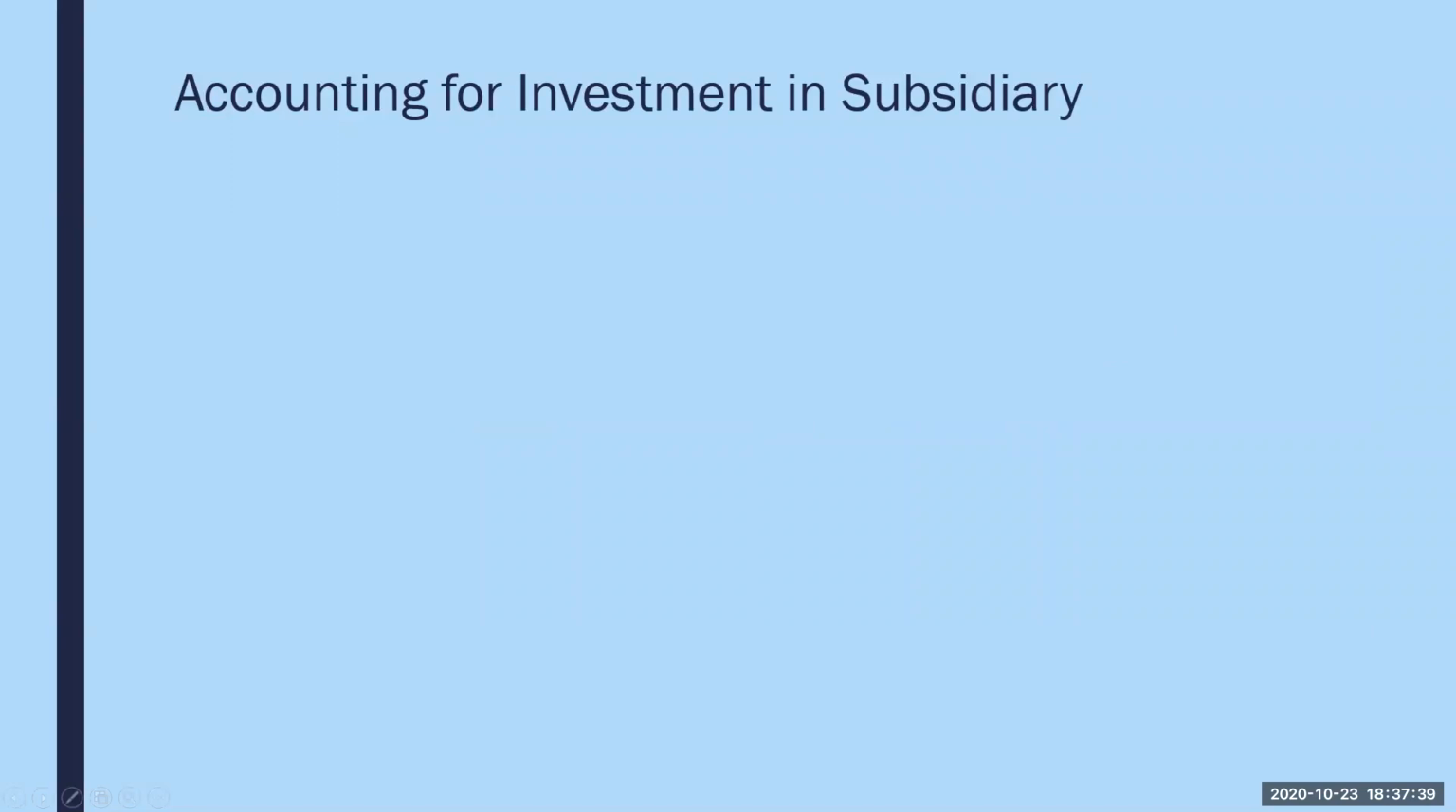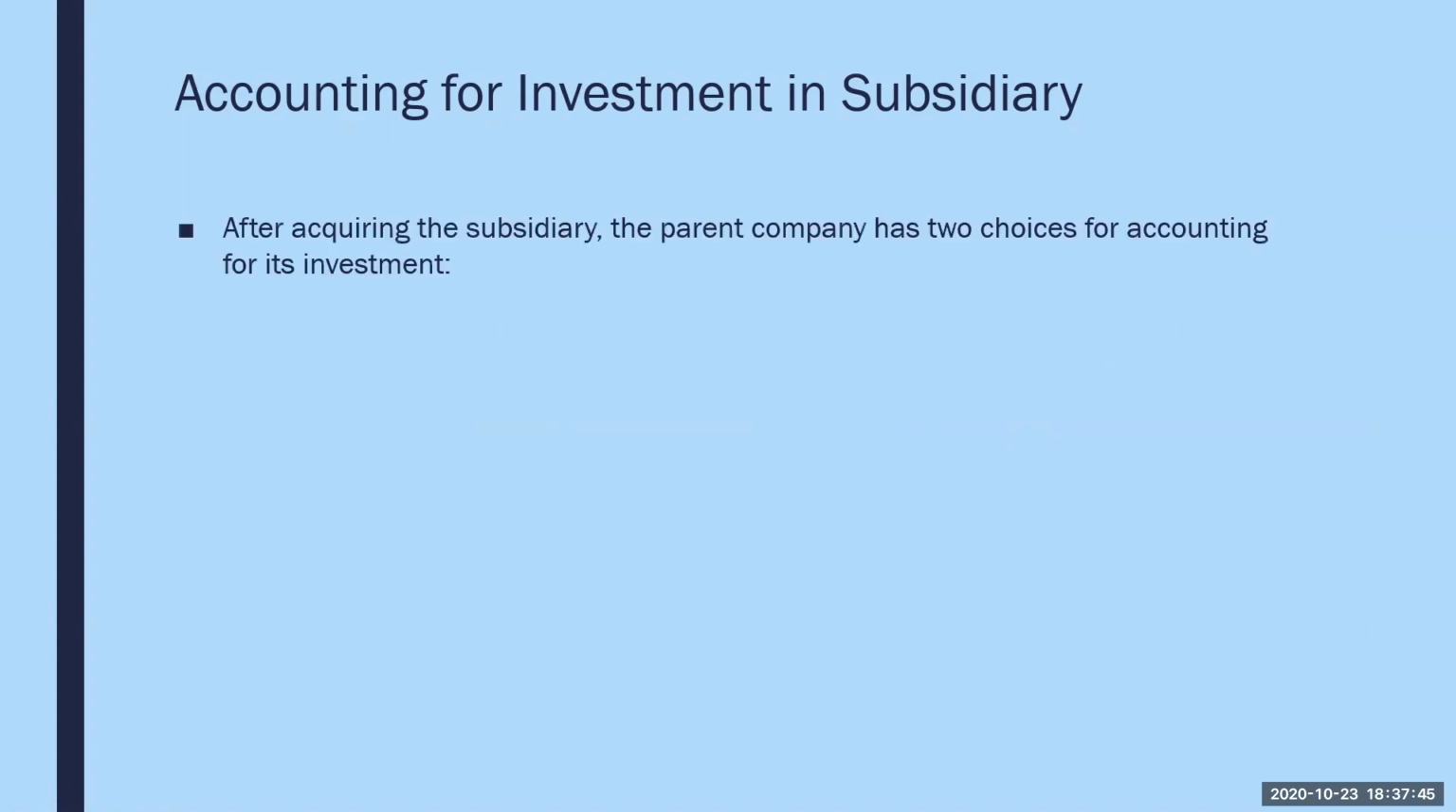Now, for the parent company, when it's looking to account for its investment in the subsidiary after acquiring the subsidiary, the parent has two choices for accounting for its investment. It could use the cost method, which is fairly simple as far as internal record keeping goes, or it could use the equity method, a little bit more work, but then it also produces a standalone income statement for the parent company that would incorporate all the outcome of consolidation as well.